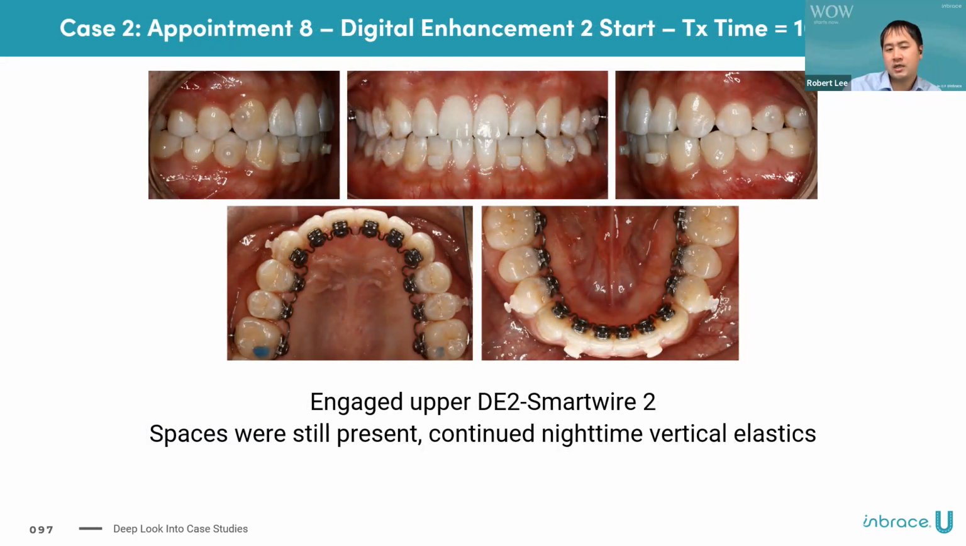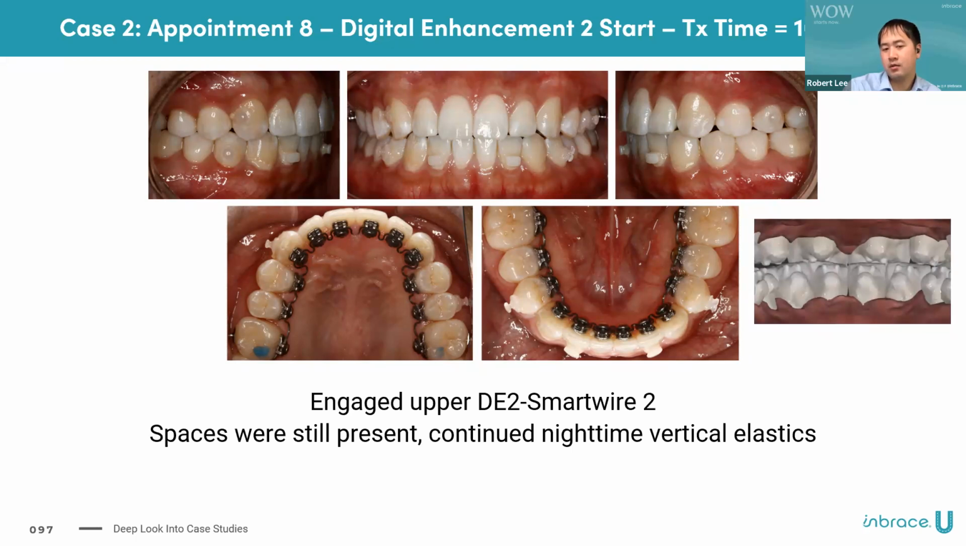However, the power chain actually kind of lightened up the contacts everywhere. So while this space looks better, it still had a slight open contact and kind of redistributed it between the different teeth. So this is where, again, the DE Smartwire was just the most predictable way to reclose these spaces if you potentially created them with your digital enhancement. And then we're continuing the nighttime elastics.